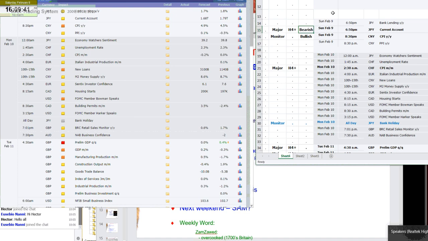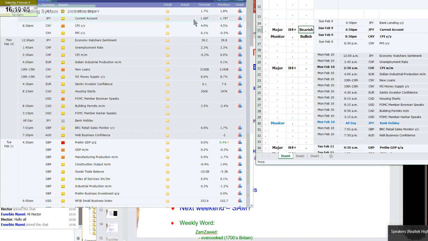Eusebio, do you want to explain a little bit about that? You have the mouse if you want to take over. Yes, indeed. Thanks. For example, the current account for the yen is an important news release. So in the case the news will be released with an important deviation compared to the forecast, we can expect important movement in the yen.